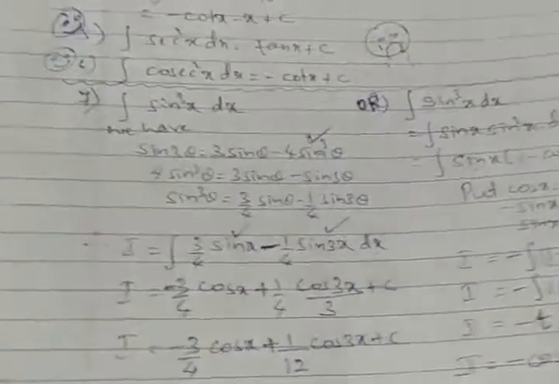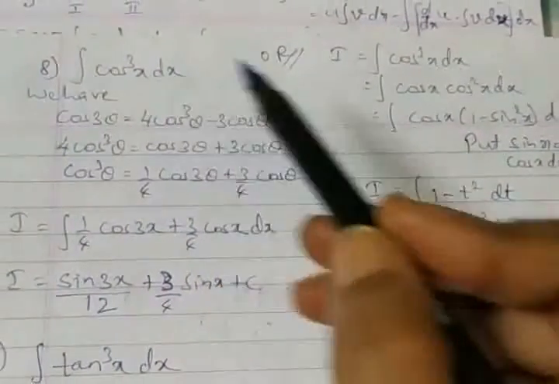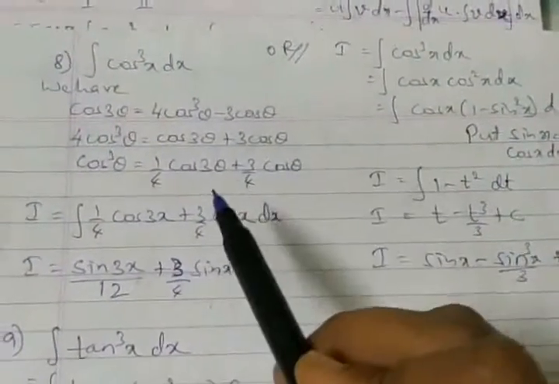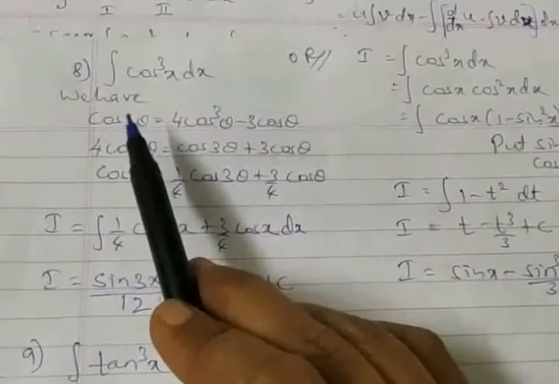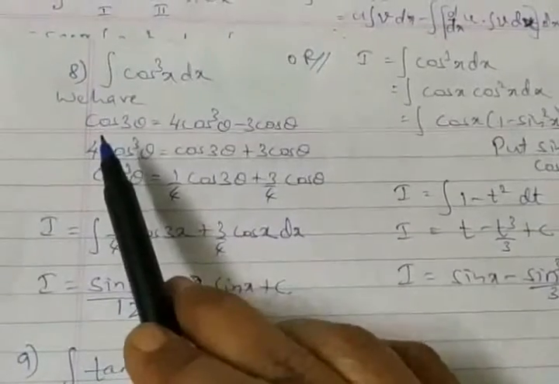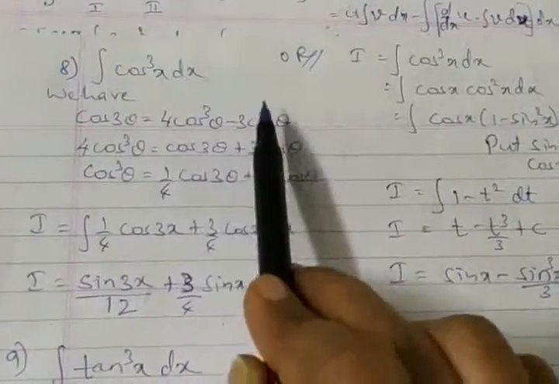So let's move on to integration of cos cube x with respect to x. Again, I have given two options here. Whichever is convenient for you, you can go ahead. But the first option, I would like to go for a submultiple relation. Which formula comes to your mind? Cos 3 theta. What is cos 3 theta? 4 cos cube theta minus 3 cos theta.